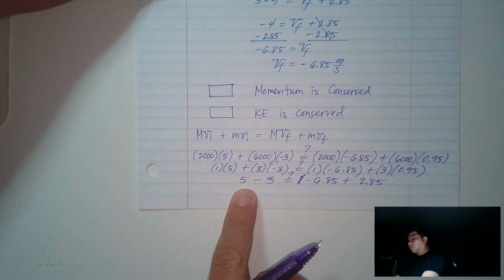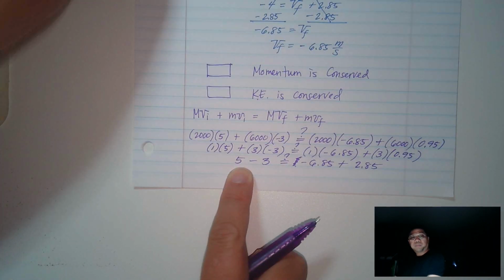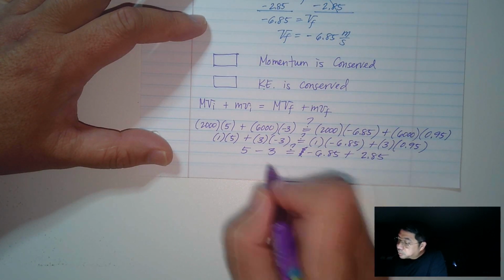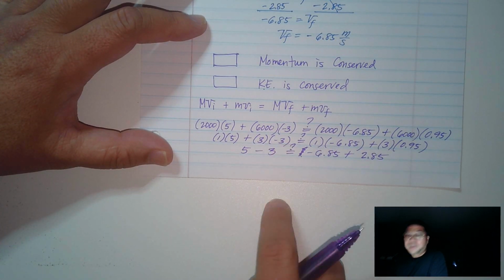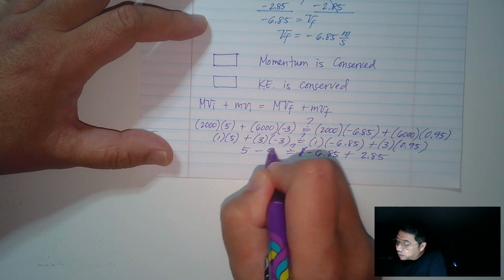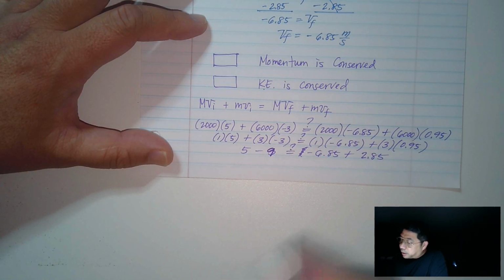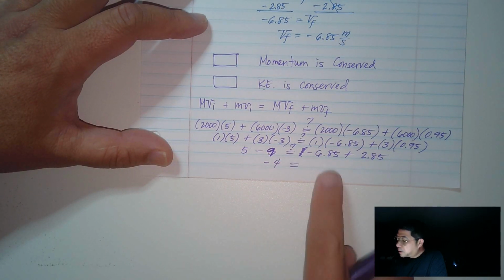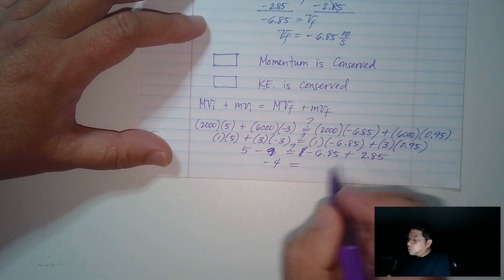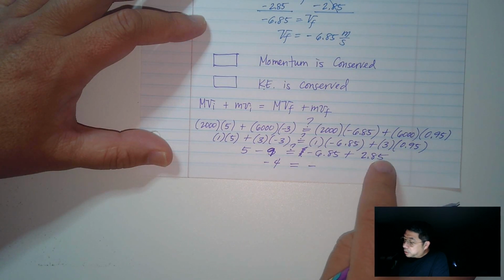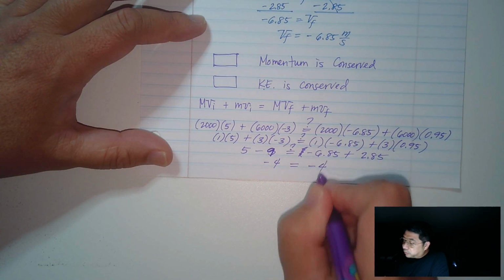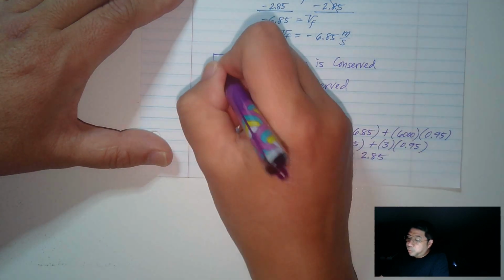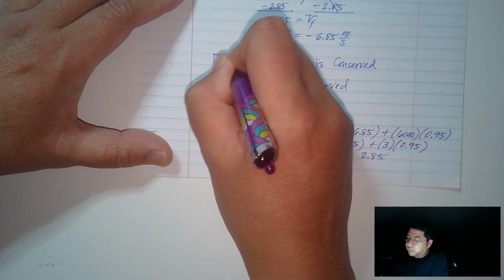So what is 5 minus 3? And that will give you, so that's not 3. 3 times 3 is 9. Sorry for that. And that is negative 4. How about on the other side? 6 is greater than 2. So that is negative 4. So meaning negative 4 and negative 4 are equal. So the momentum is definitely conserved.